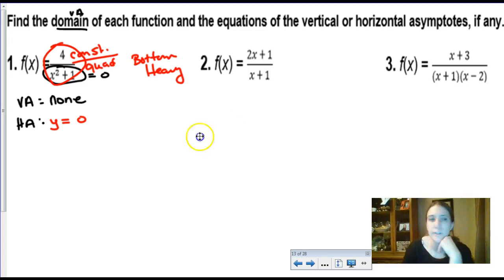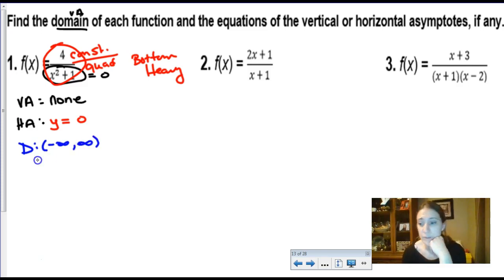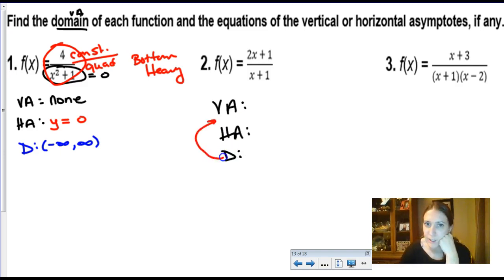So because there is no vertical asymptote, when I say what is your domain, this particular case is kind of interesting. The domain is all reals. There are no restrictions. Fun. All right, this next one. Again, I'm going to find the vertical asymptote first, and then the domain is going to be directly related to my vertical asymptote.